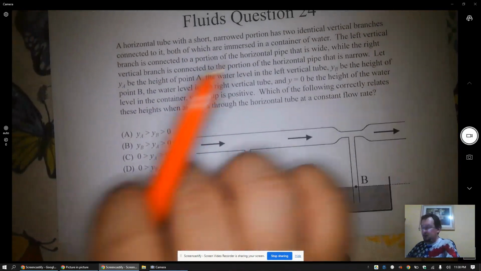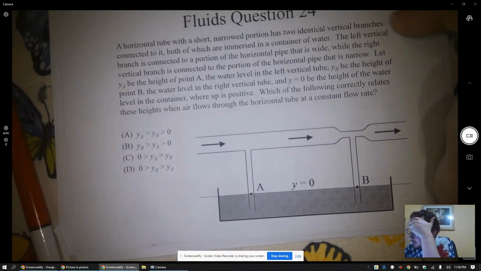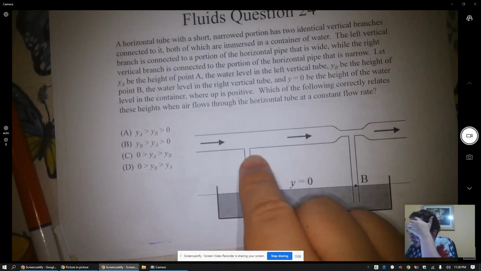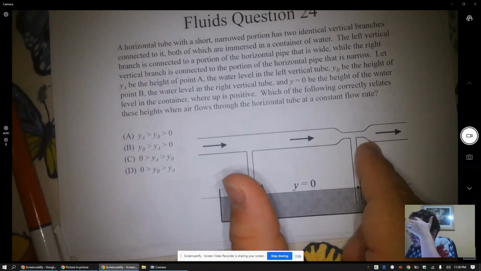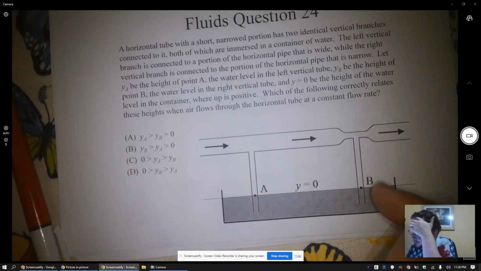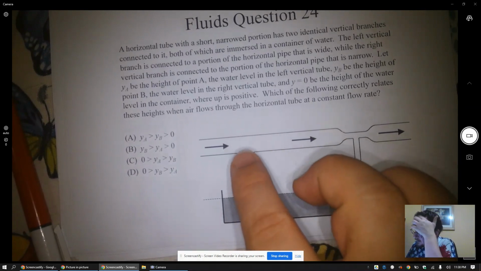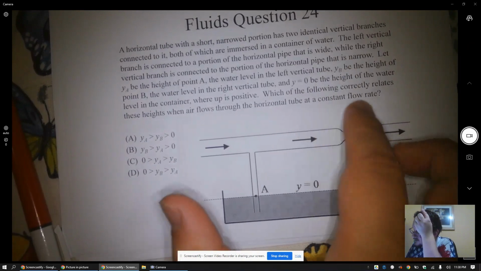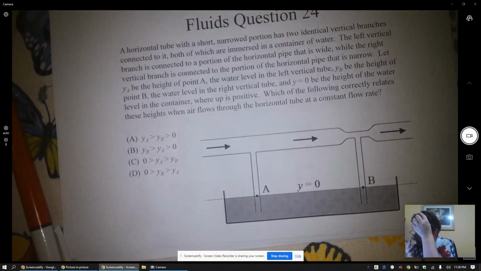All right, this one looks really complicated. Let's see what's going on here. Horizontal tube with a short, narrow portion has 2 identical vertical branches connect to it, both of which are immersed in a container of water. The left vertical branch is connected to the wide part, and the right vertical branch connected to the narrow part. Let y be the height of water A, and B, and y equals 0 is the height in the level container, where up is positive. Which of the following correctly relates these heights when the air flows through at a constant flow rate.